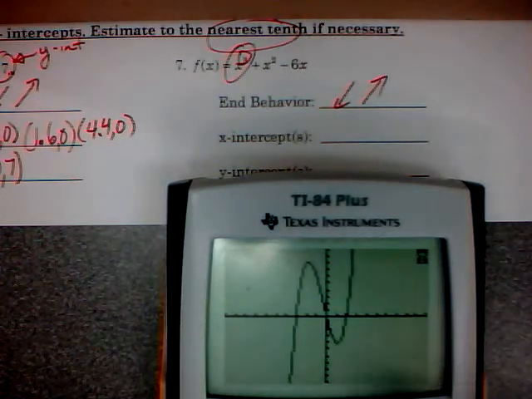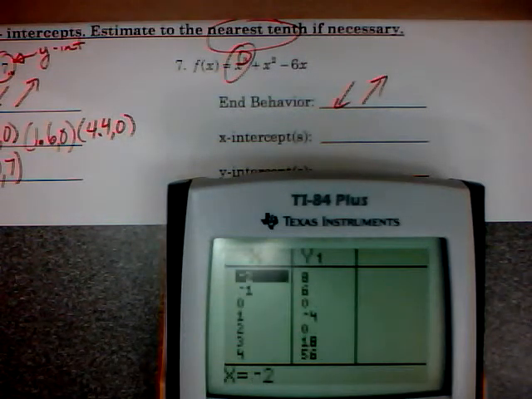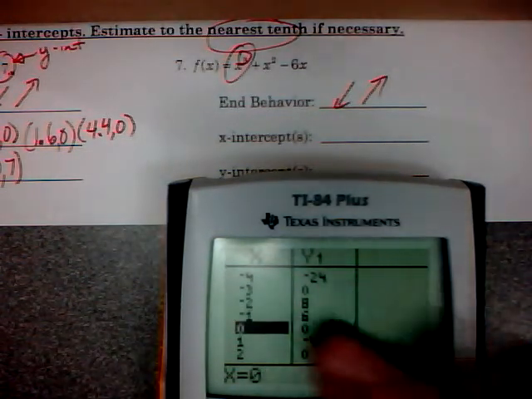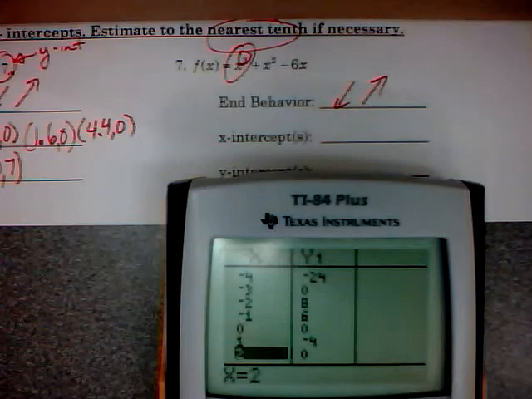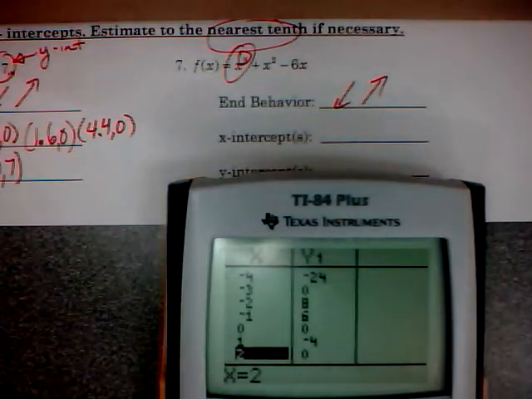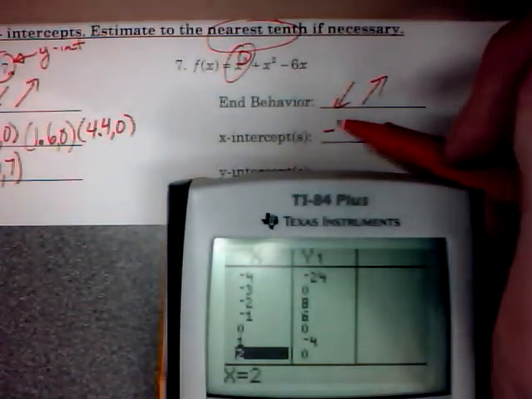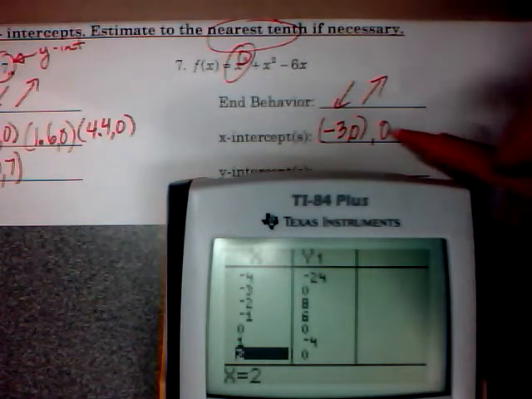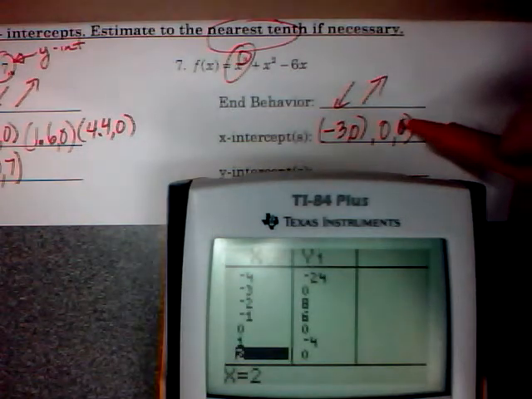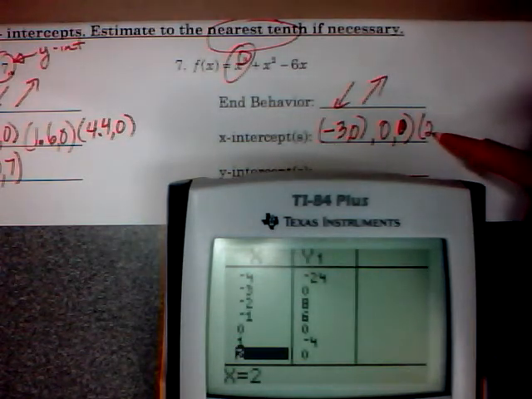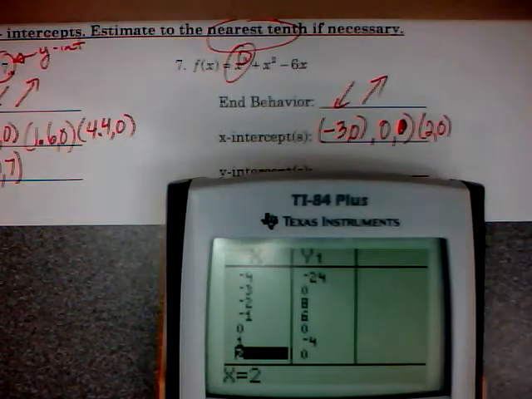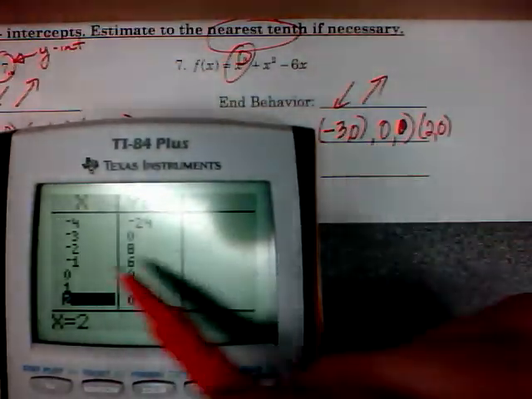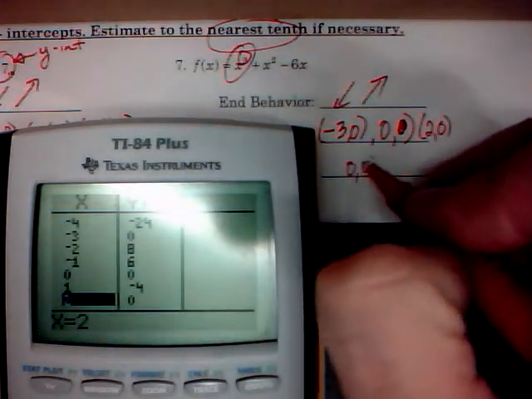Let's check that out. Let's go to the table of values. Let's go to -3. -3 is a 0. Look at 0. Looks like that's a 0, and +2 is also a 0. So our x-intercepts are -3, 0, we have 0, 0, and we have 2, 0. So those are your 3 x-intercept points, and your y-intercept looks like that's the origin, so that's 0, 0.